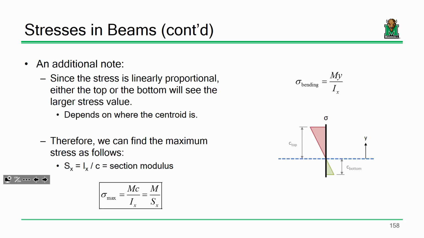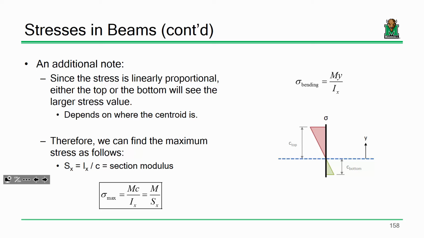But if it's not symmetric, we had an example, what was it? I think it was like example 17, where we had a cross section that was crazy. It had triangles and holes and semicircles and whatnot. Then if you've got a section that's not symmetric, then you have to treat each side differently. You're going to get a different stress on the top than you are at the bottom. Does that make sense? Okay, all right.